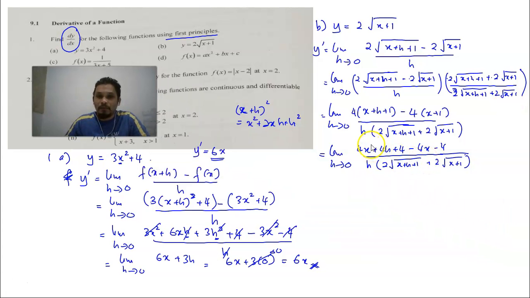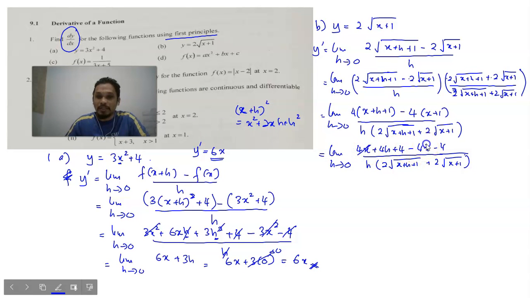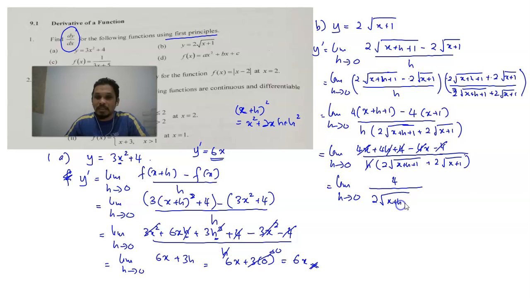Now, 4x minus 4x, 4 minus 4. So then h divided by h. So what's left here now? Limit of h approaching 0. What's left on the top here? It's only 4, right? 4 divided by 2 square root of x plus h plus 1 plus 2 square root of x plus 1. Okay, substitute h with 0 here.